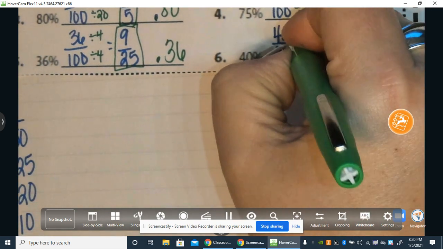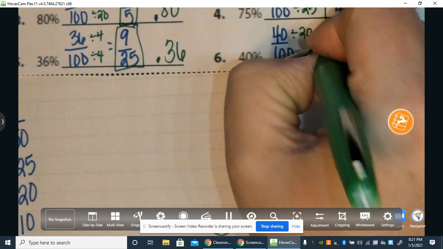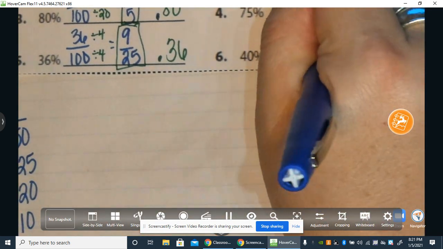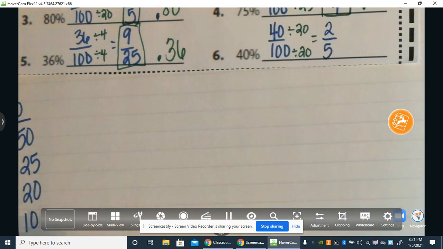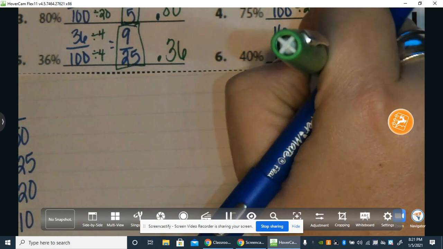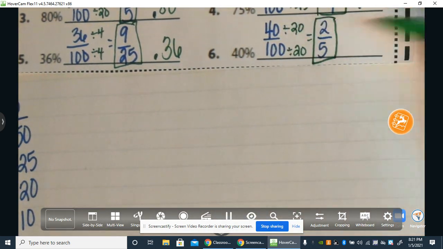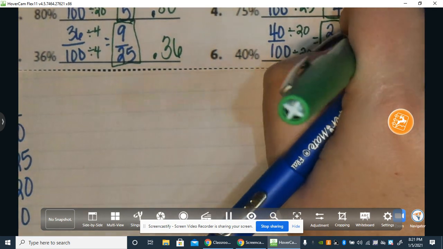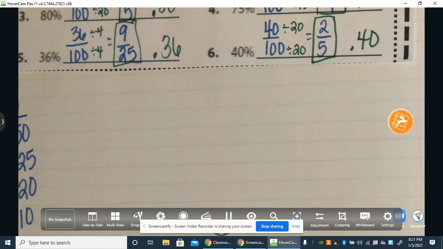So I'm going to divide by 20, divide by 20, and 20 can go into 40 2 times, and 20 can go into 100 5 times. So my simplified fraction would be 2/5. Okay, and my decimal, 40 hundredths, how I would write that is 0.40, 40 hundredths.